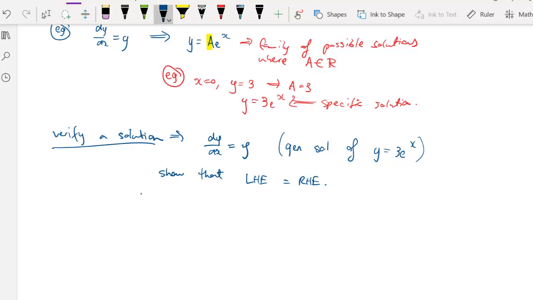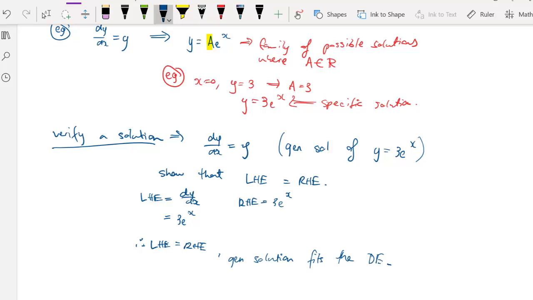Alright, so if we focus first on the left-hand equation, we're looking at dy/dx. Now dy/dx will just be the derivative of 3e to the power of x, and we know in this case that will just be 3e to the power of x. The right-hand side is just equal to 3e to the power of x. And therefore, the left-hand side is equal to the right-hand side, and so we've verified that this general solution, or this specific solution, is true for this differential.